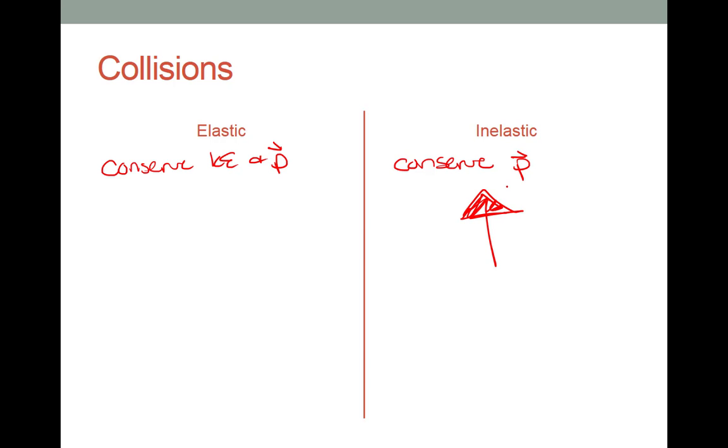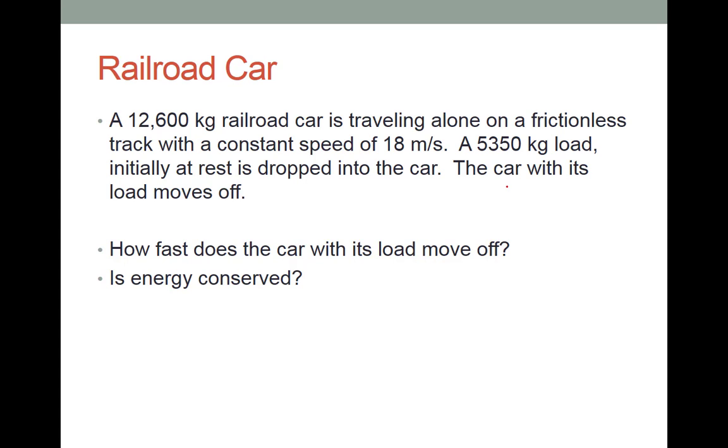And for our first one, we're going to begin with a completely inelastic collision involving a railroad car. So we have a 12,600 kilogram railroad car traveling along, sorry for the typo, along a frictionless track at a constant speed of 18 meters per second. A 5,350 kilogram load initially at rest is dropped into the car, and then the car with its load moves off. And we want to know how fast does it move off and is energy conserved.